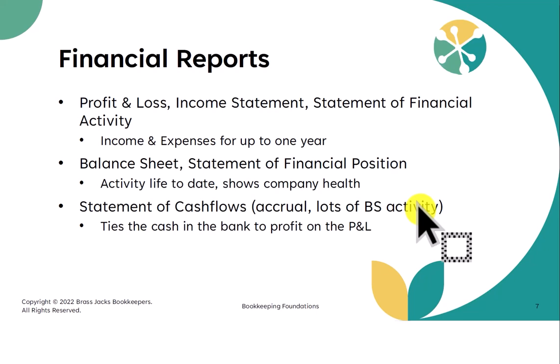the P&L. So for a very, very simple cash-based company with no loans or anything, the money that's on the profit and loss, the net income, would be the increase in the bank account in that month if it's cash basis and there's nothing on the balance sheet besides a checking account.